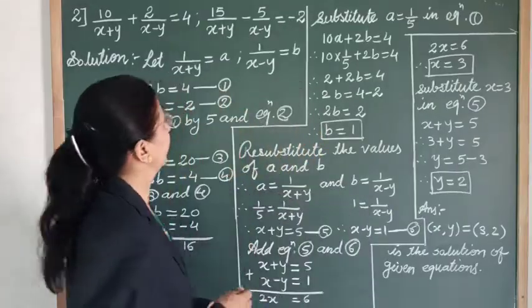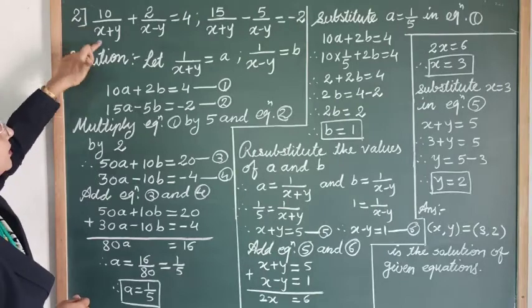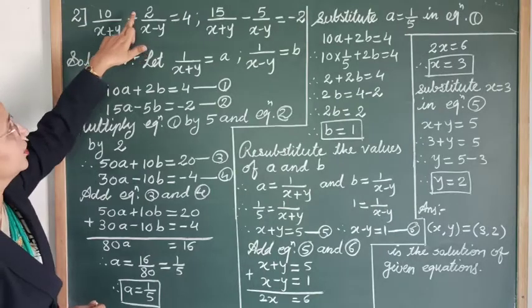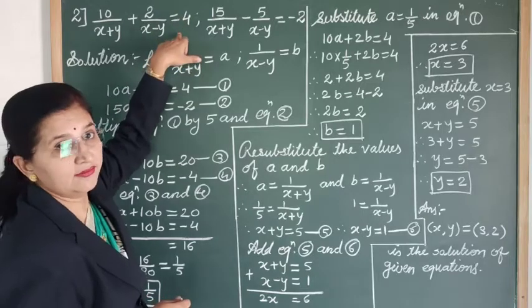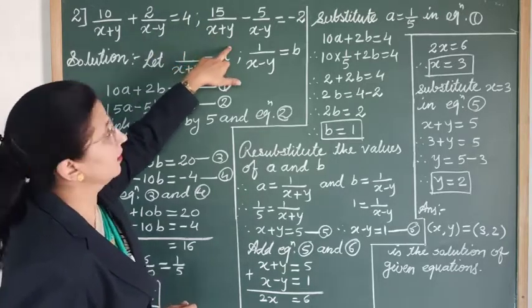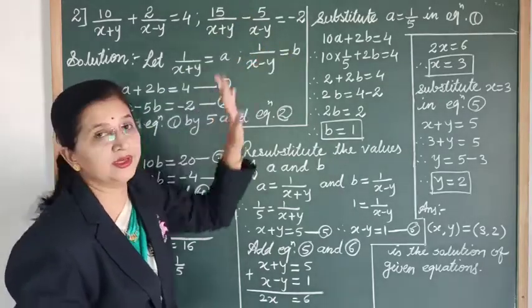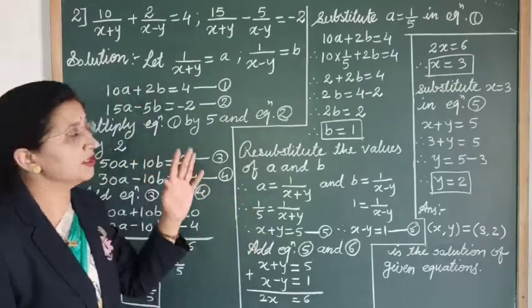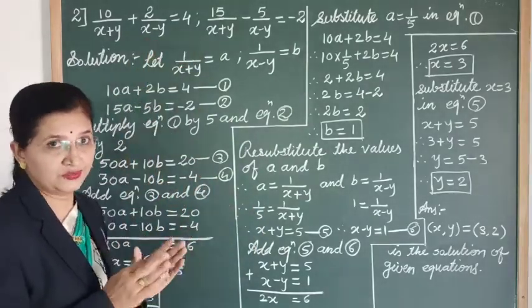Dear students, here we have another example. So 10 upon x plus y plus 2 upon x minus y is equal to 4. This is the first equation. And 15 upon x plus y minus 5 upon x minus y is equal to negative 2. So dear students, here we can easily see that these are not linear equations in two variables.